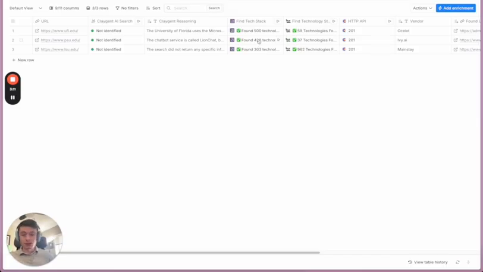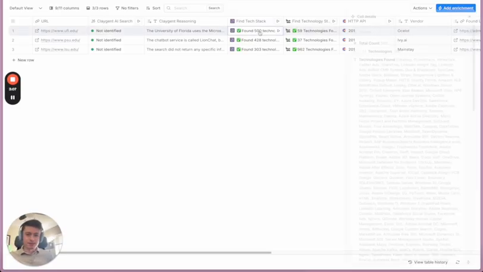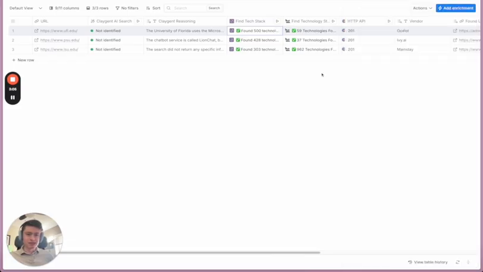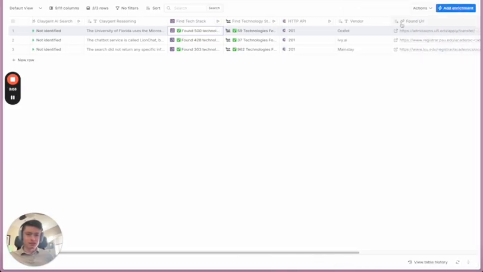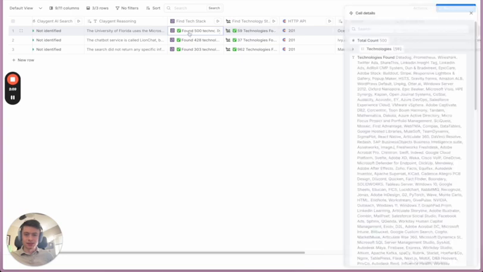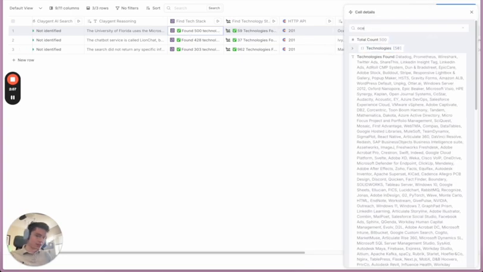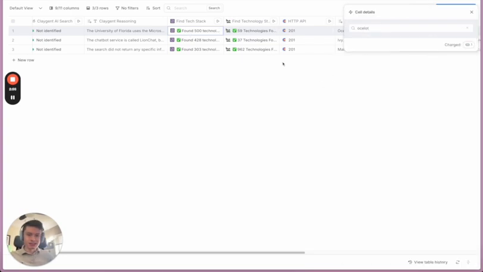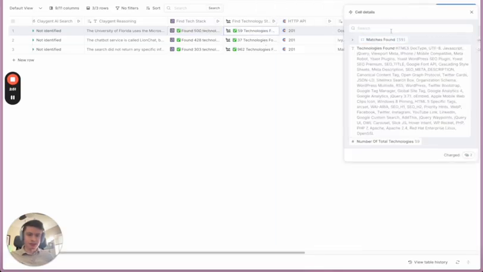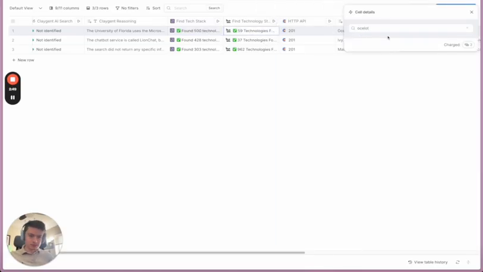The other thing I tried was BuiltWith and find tech stack as enrichments. These approaches didn't really do a very good job. For example, I happen to know that Ocelot is the vendor for this university, and if I search for Ocelot here, it didn't find it. If I search BuiltWith, it didn't find it either.